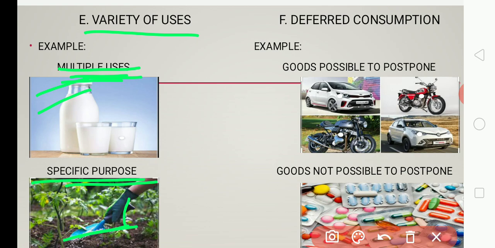It has a specific purpose. In such cases the demand will be inelastic. When a good has multiple uses, the demand will be elastic. Have you got it? That is variety of uses.